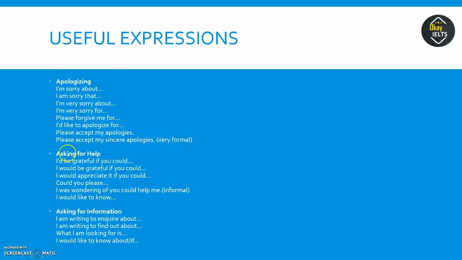Right? Asking for help. How will you write? I would be grateful if you could. I was wondering if you could help me. I would like to know. Could you please? Asking for information. I'm writing to inquire about. I'm writing to find out about. The next, after the dot dot dot, you will get the sentence from your problem, from your question.